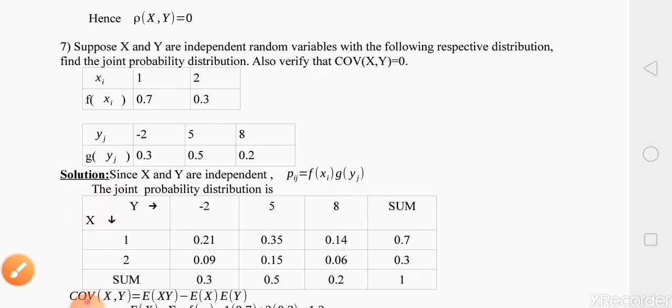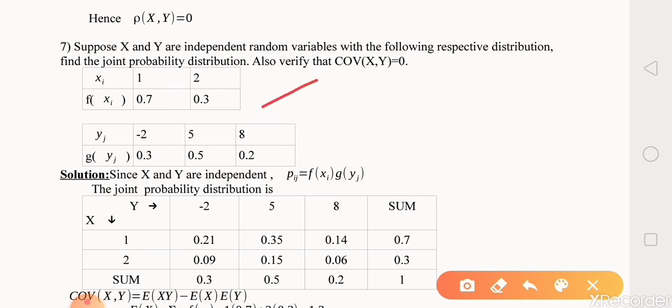Next problem is, suppose x and y are independent random variables with the following respective distribution. Find the joint probability distribution. Also verify that covariance of x comma y is 0. They have given distributions of x and y. It is also mentioned independent random variables. Using that we have to write joint probability distribution.